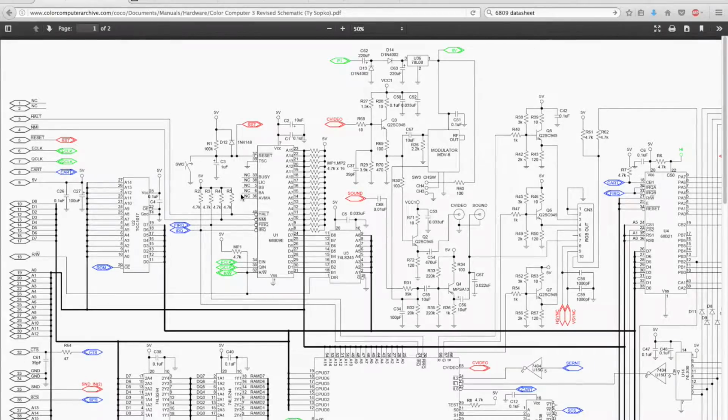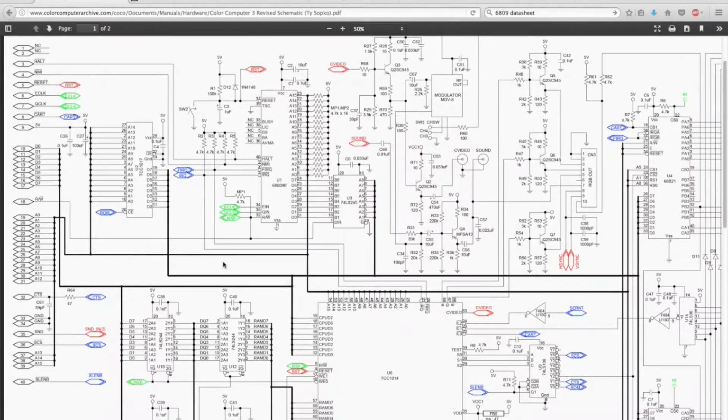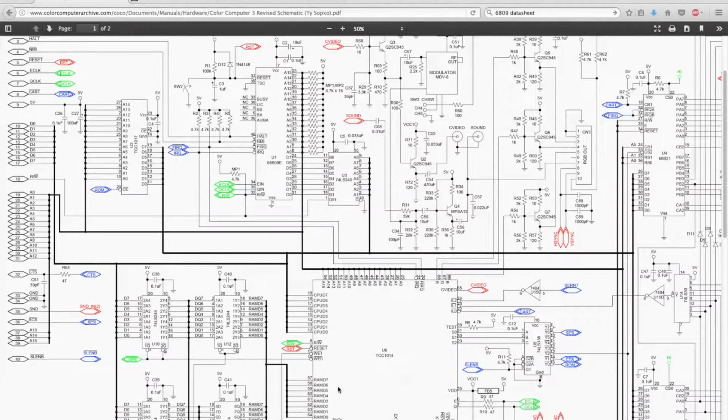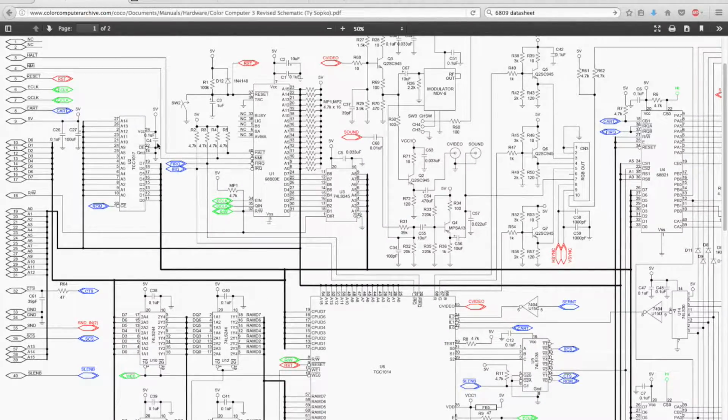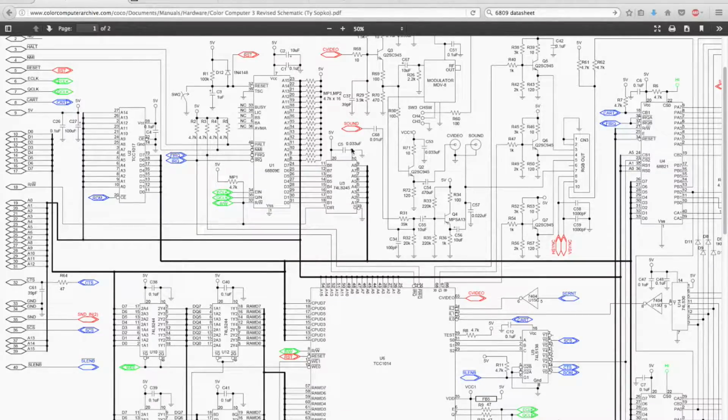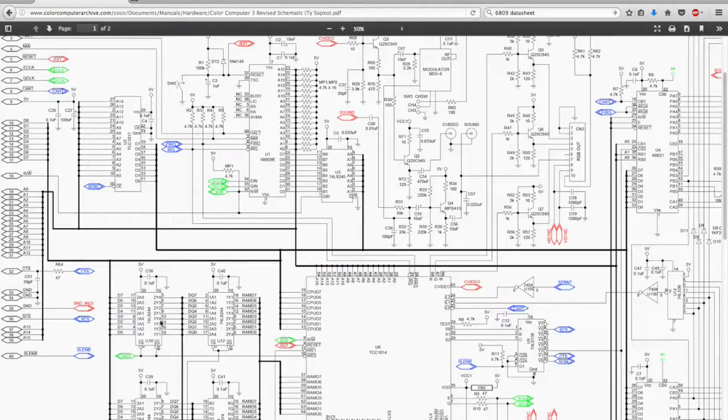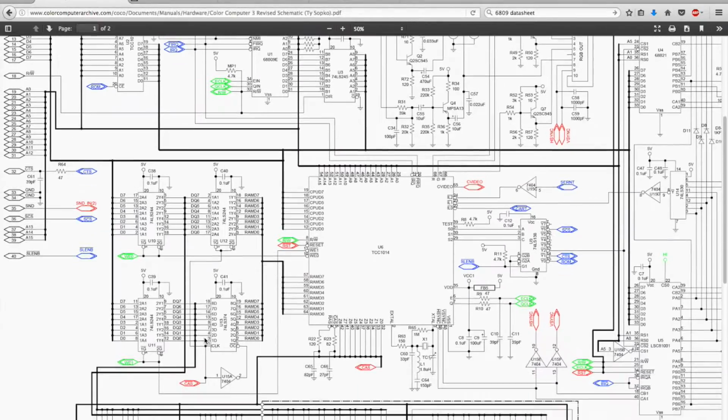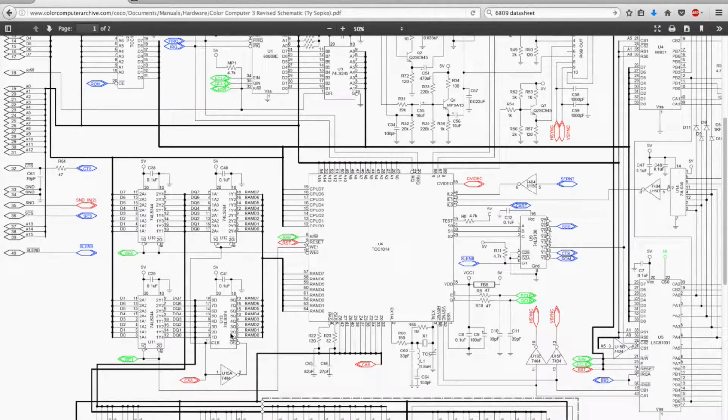So this is the schematic for the Coco 3. In the center, we have the 6809. Here we've got the GIME chip. Here we've got the ROM. This is the data buffer from the 6809. These are non-inverting buffers. And then the 374 is a flip-flop. So these chips are used for the memory.